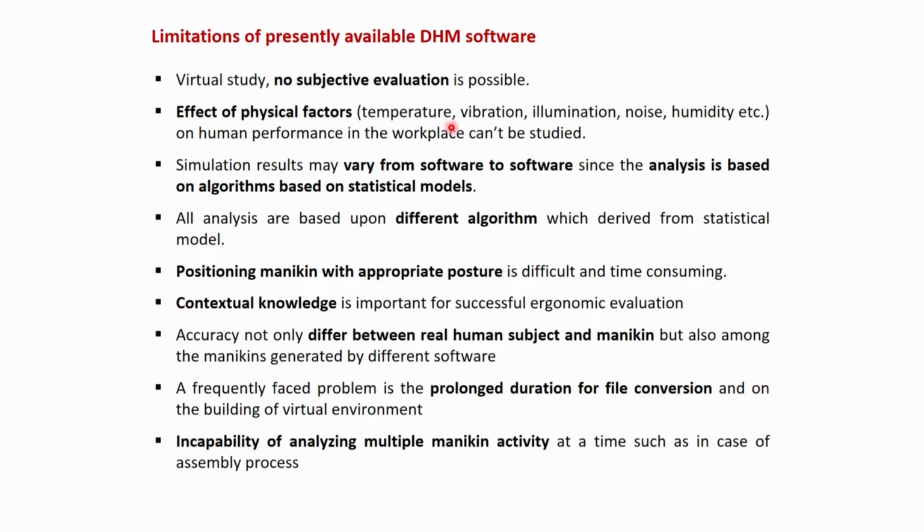The effect of physical factors like temperature, humidity, illumination, noise, and how these affect human performance in the workplace cannot be studied with the commercially available software presently in the market. But obviously research is going on in this direction. In the near future, probably it will be possible. And a few softwares have already incorporated these features. We will discuss that in the next section, related to the future research scope of digital human software.